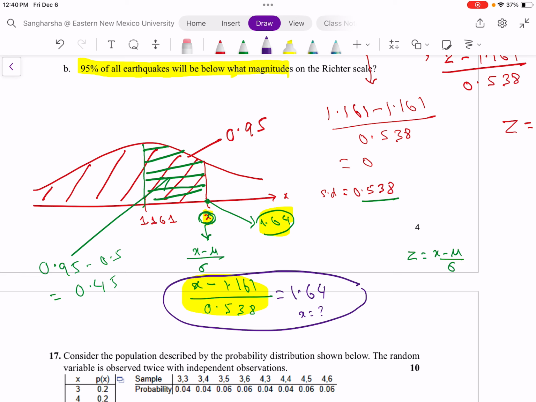Do you have any question here? x is not 1.64. From the z table, we get the z value.